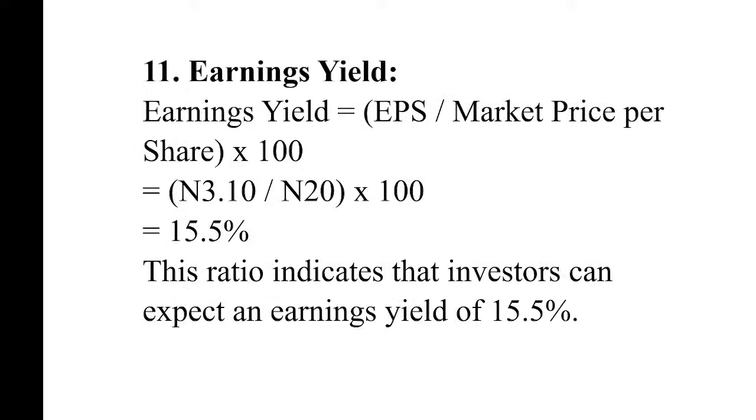Then we have earnings yield. Earnings yield is equal to earnings per share over market price per share. So we have also calculated the earnings per share and then the dividend per share. So earnings per share now over market price. Market price is given, earnings per share was calculated to have 15.5%. This ratio indicates that investors can expect an earnings yield of 15.5%.